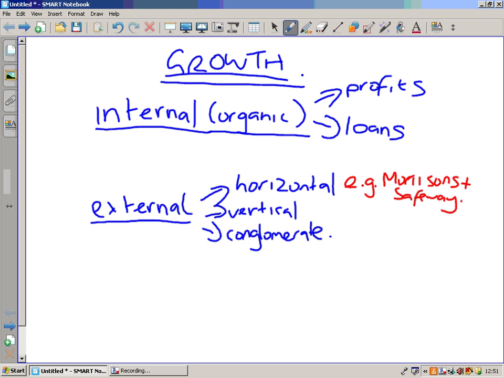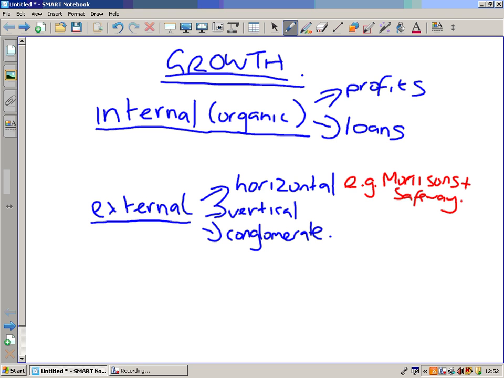Vertical integration is where two firms, similar markets but at different stages of production, merge with each other. So examples could be McDonald's buying one of their suppliers. It could be BP, who produce oil, setting up petrol stations. So similar markets but different stages of production. It could be Asda buying a farm, for example. A conglomerate merger is two random firms merging together, so they've got no shared common interests. They just think by merging together that they can grow and expand as a business.